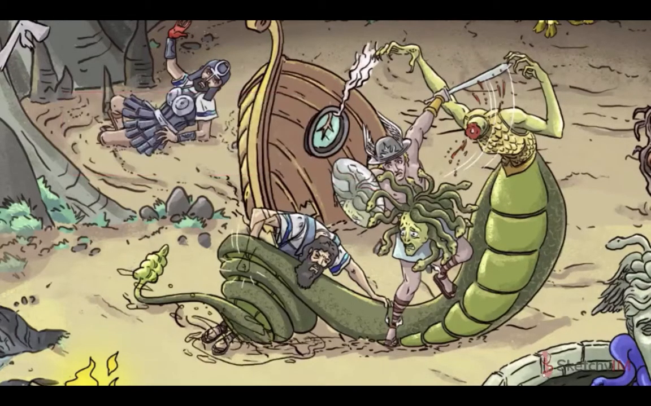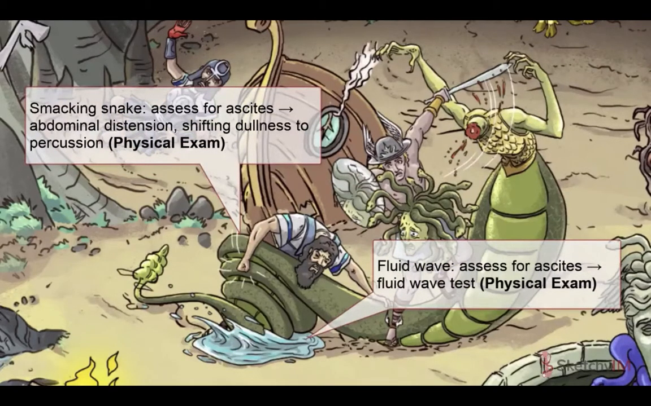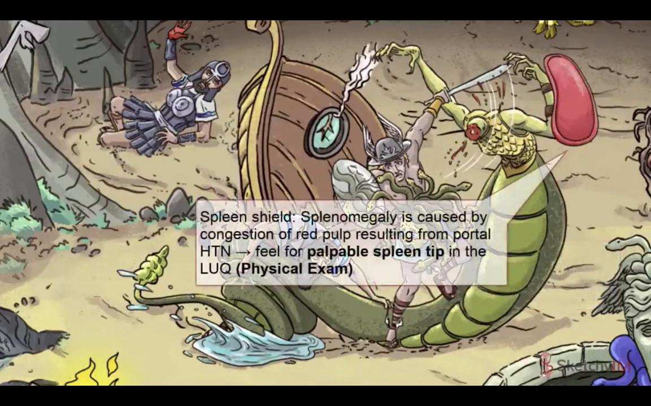The most common complication of cirrhosis is ascites, an accumulation of fluid in the peritoneal cavity. As he percusses the site of the snake, remember to assess for abdominal distension and shifting dullness to percussion. And that splash of fluid should remind you of the fluid wave test, in which a tap on one side of the patient's abdomen can be felt on the other side. Portal hypertension also happens to be the most common cause of splenomegaly, as the increased portal pressure causes congestion of the splenic red pulp. On abdominal exam, a palpable spleen tip is generally indicative of splenomegaly.